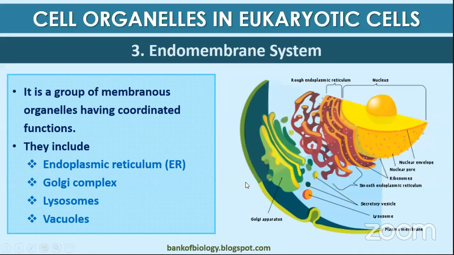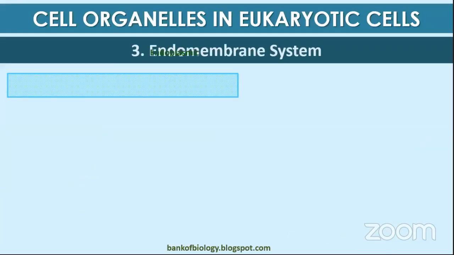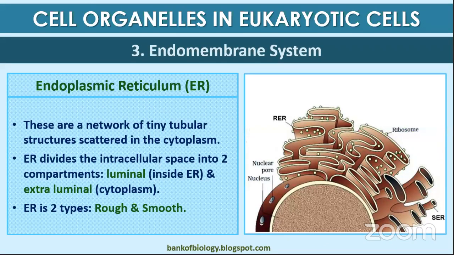Then the endomembrane system. The endomembrane system has different organelles in it: endoplasmic reticulum, Golgi complex, lysosomes, and vacuoles. In the endomembrane system, we have the endoplasmic reticulum, which divides the cytoplasm into two spaces. One is luminal space, and the other is extraluminal space. Luminal space is inside the endoplasmic reticulum, and extraluminal space is the cytoplasm.